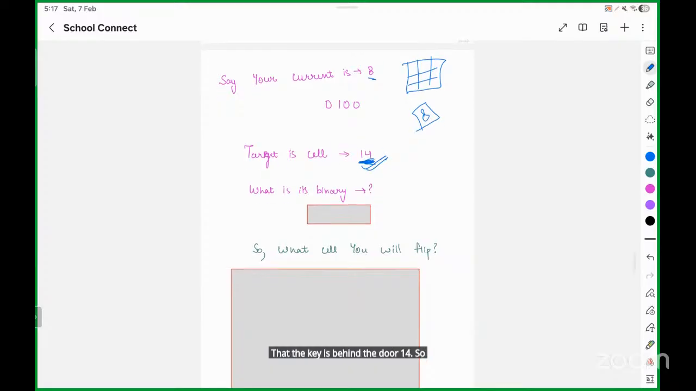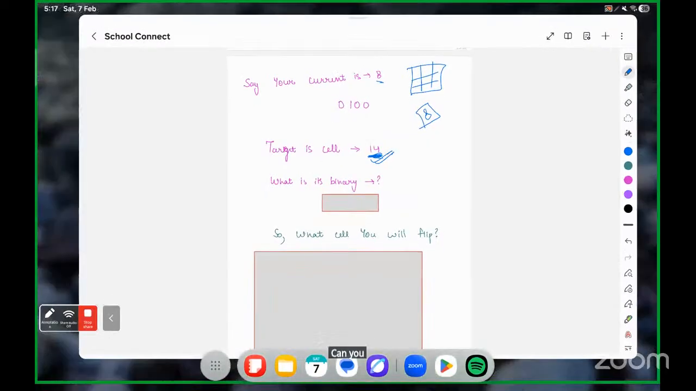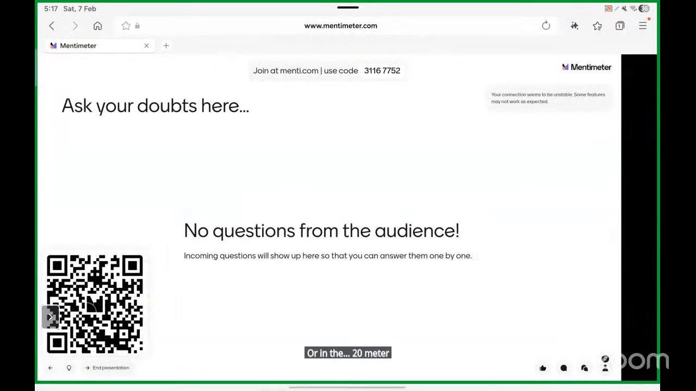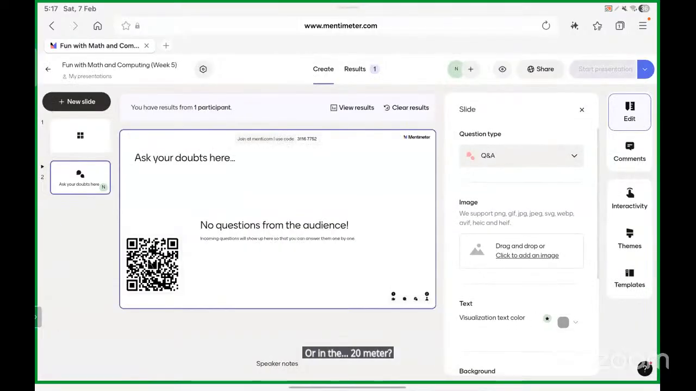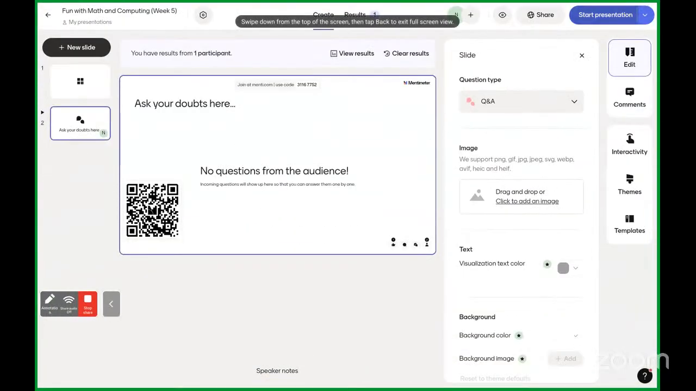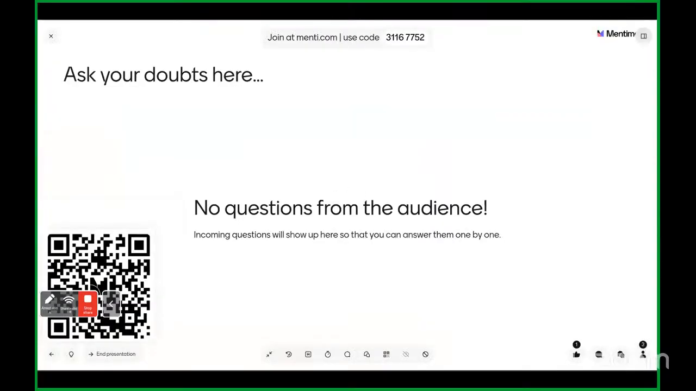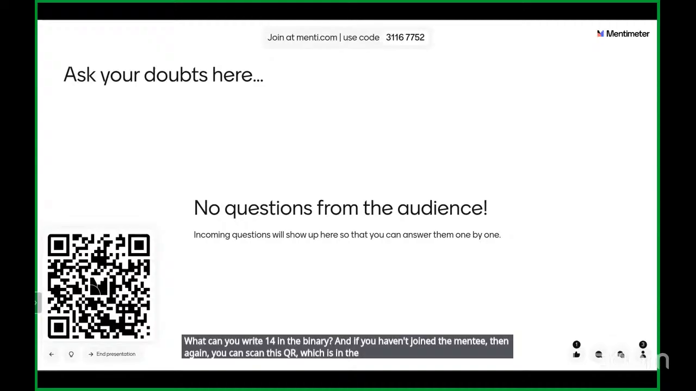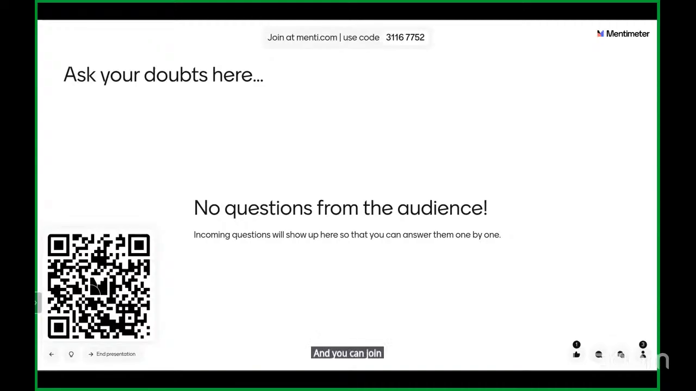So first tell what is the binary number of 14. Can you please tell anywhere in the Zoom or in the Mentimeter? What can you write 14 in the binary? And if you haven't joined the Menti, then again you can scan this QR which is in the left side and you can join and answer.